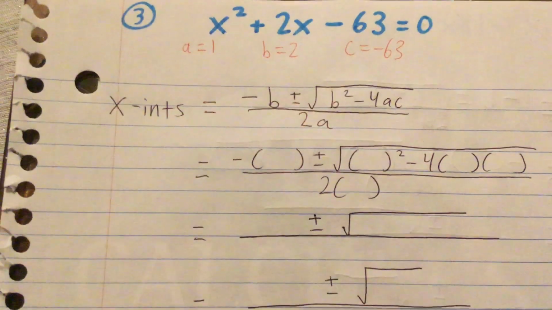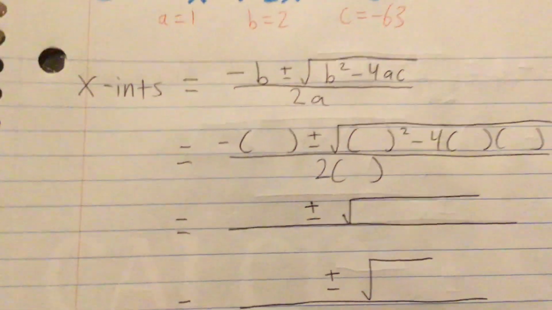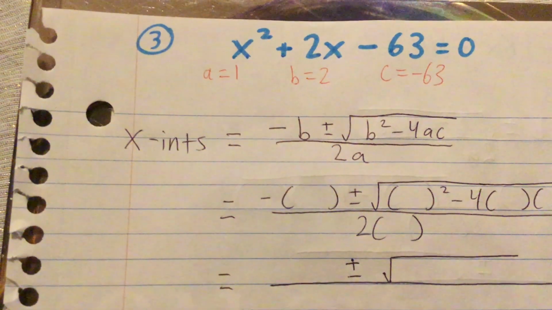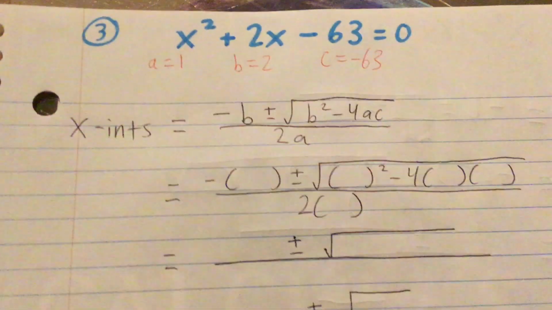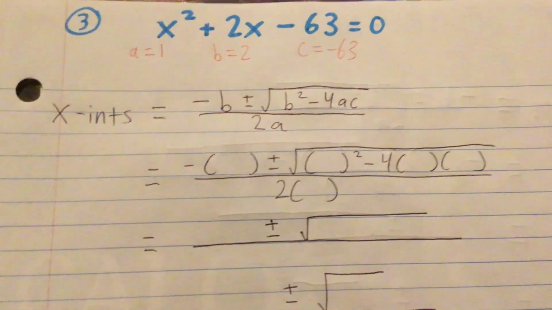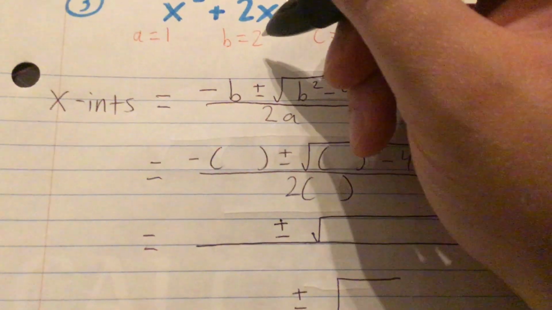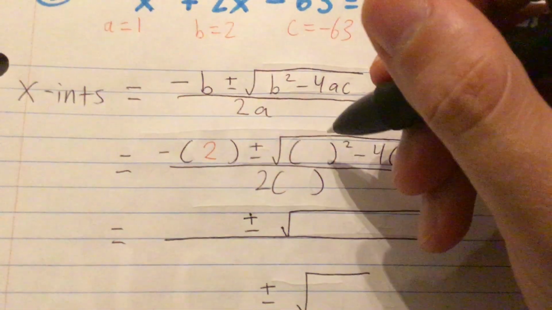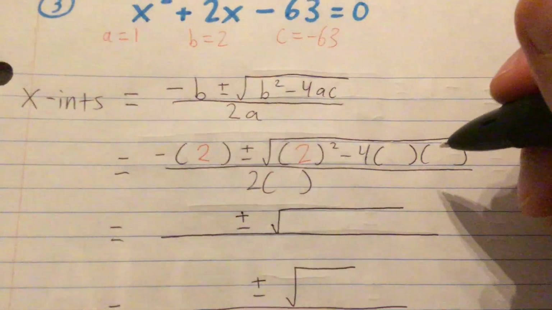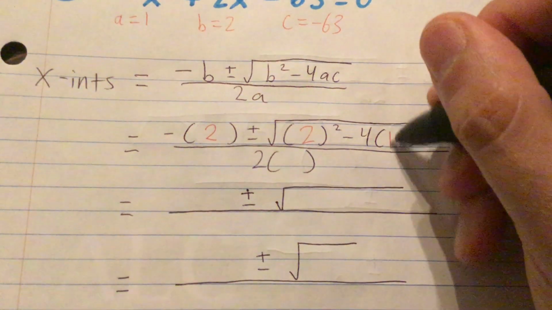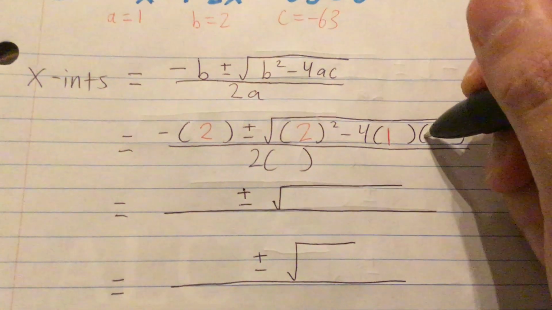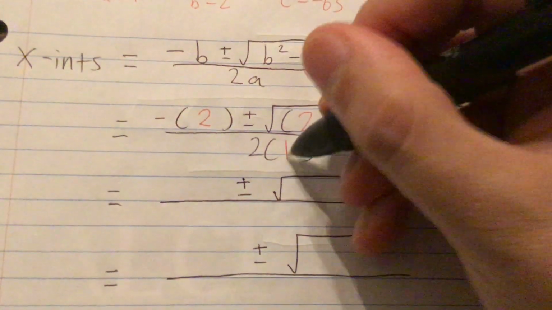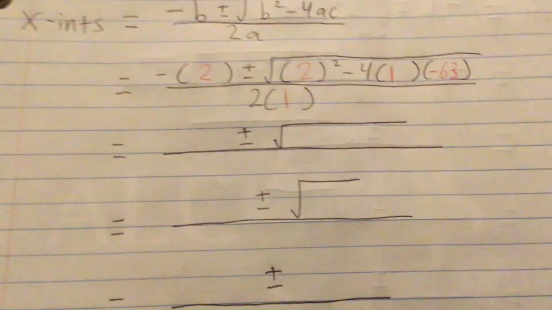I want to say no pressure because they do go over the quadratic formula again in algebra 2. I'm just trying to get you pumped because even though it's algebra 1 curriculum, they do go over it again in algebra 2. All right, so now let's plug in all the values. Negative b, well, b is 2, so I'm going to put a negative 2, plus or minus the square root of 2 squared, minus 4 times a, which is 1, times c, which is negative 63. I'm definitely going to need a calculator for that. All that over 2 times 1.